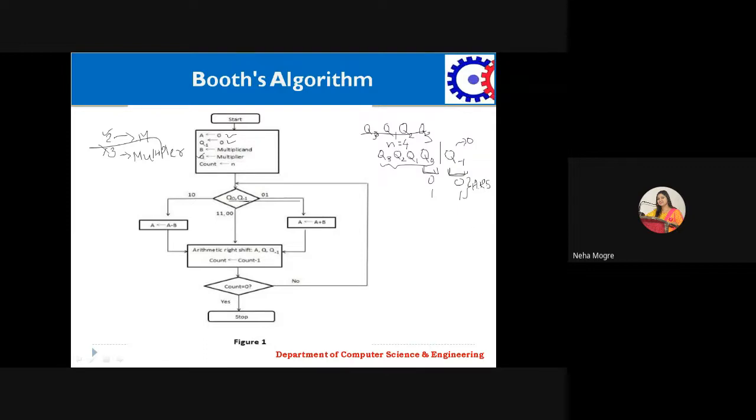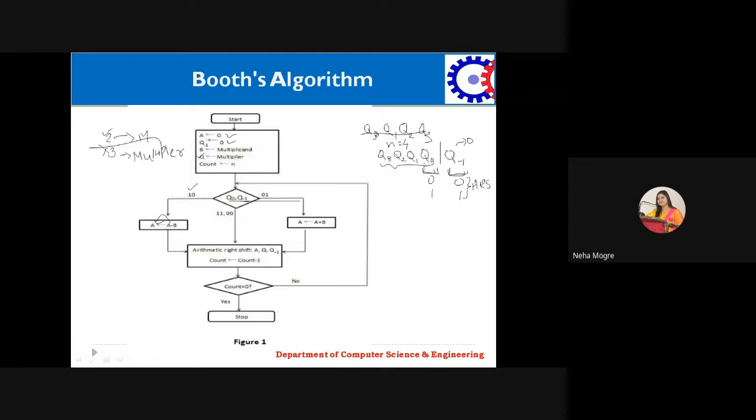Is that okay? Now if the value of Q0 is 1 and Q minus 1 is 0, that is the 1 0 case, what are we doing? We are going to perform A minus B. What is this B? B is the multiplicand, that is the first number. A is nothing but the accumulator register which is holding the value initially as 0. And B is your multiplicand. We are going to perform the subtraction of this and the value will be stored in the accumulator. Is that okay? Yes, ma'am.